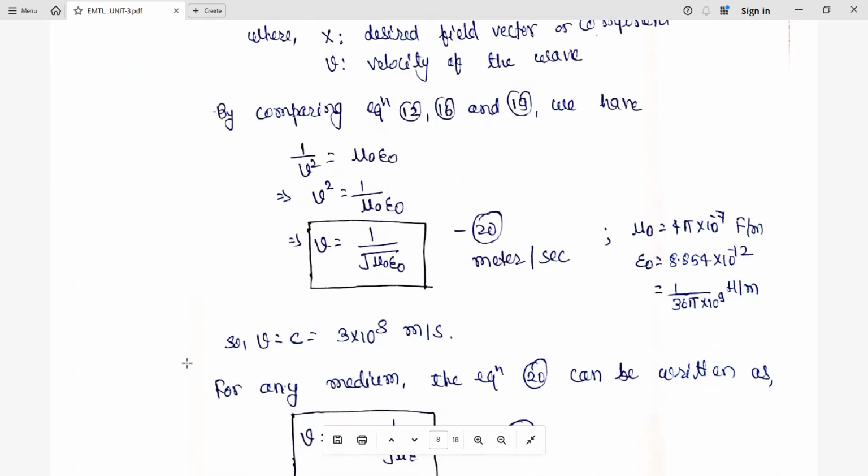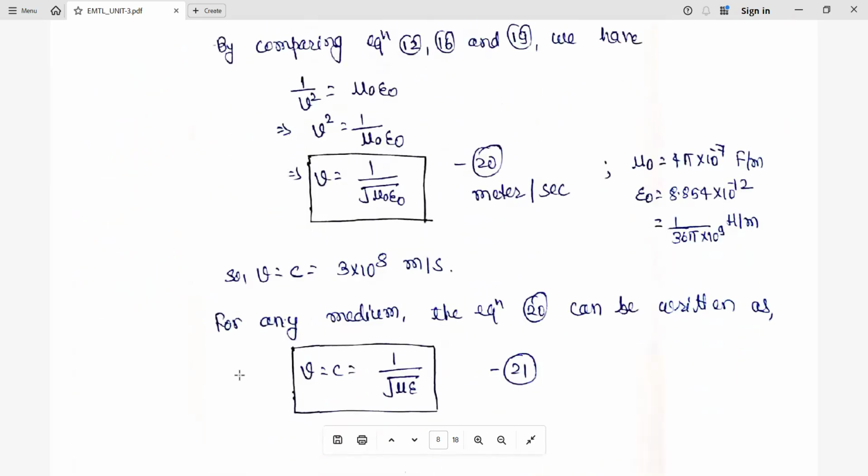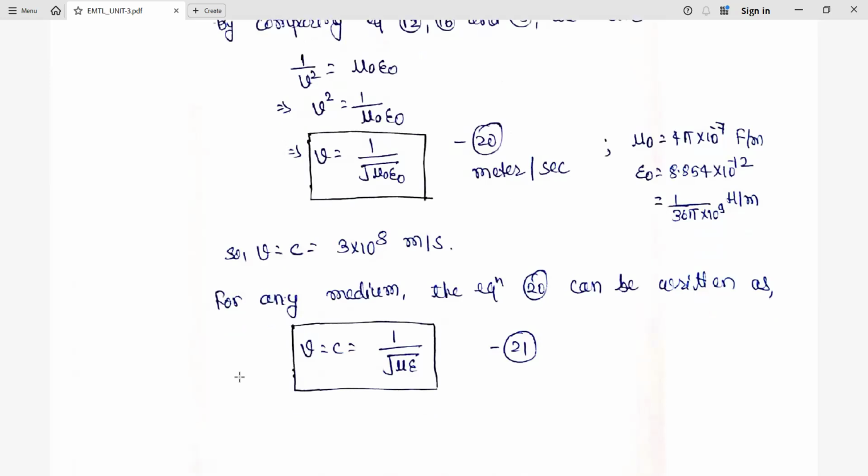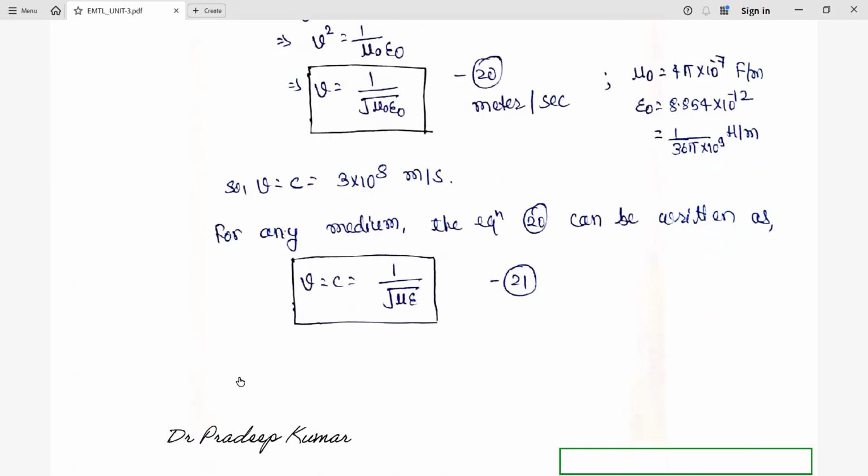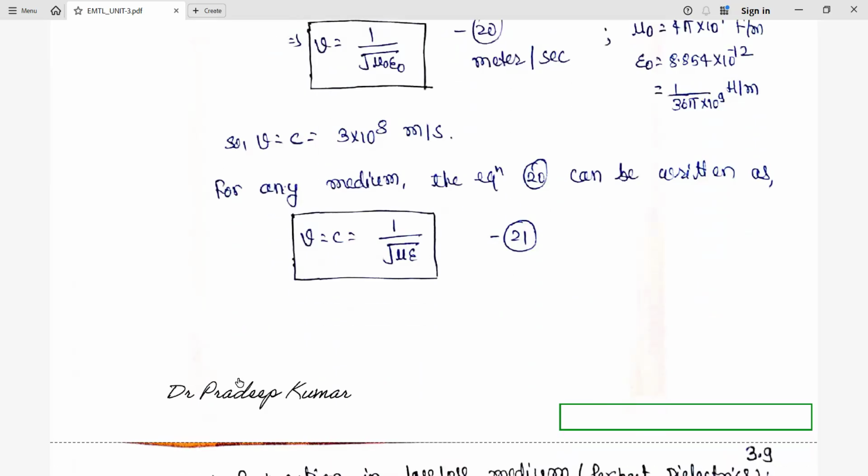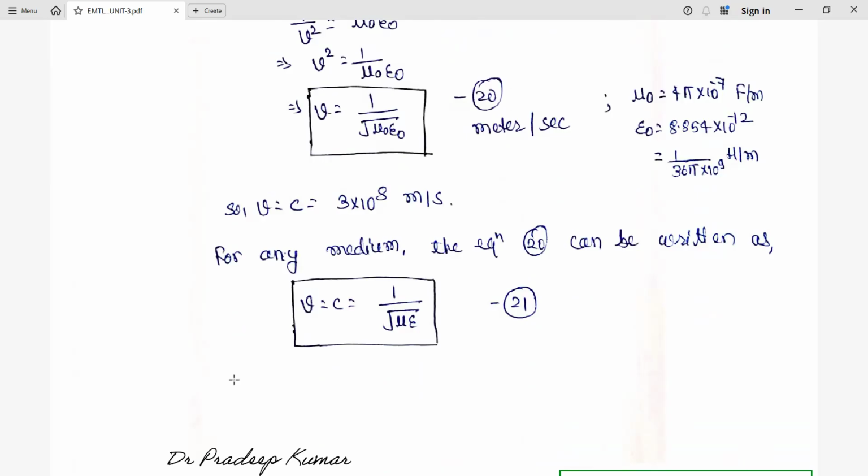Now finally, in another medium, the general equation we can write is v equal to 1 by root under mu into epsilon. In case of free space, what we have is 1 by root under mu naught epsilon naught, but in a general medium, in any other medium, this is 1 by root under mu and epsilon. So like this, we got the wave equation for the perfect dielectrics.